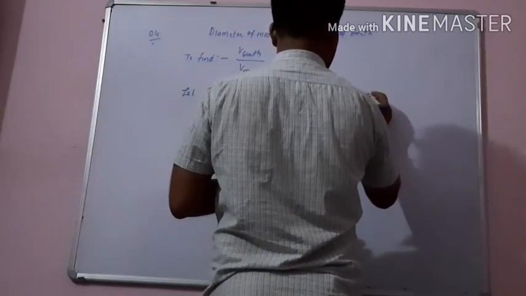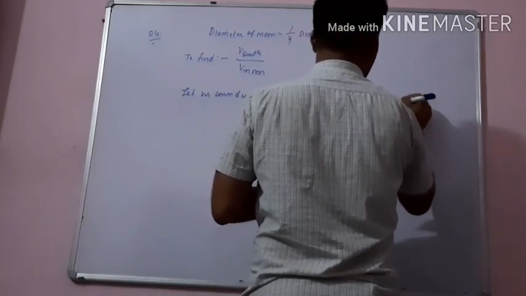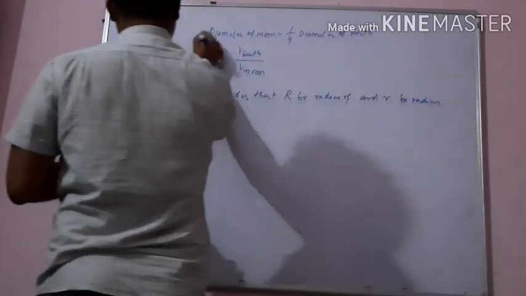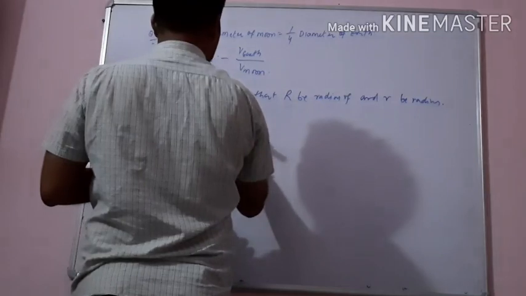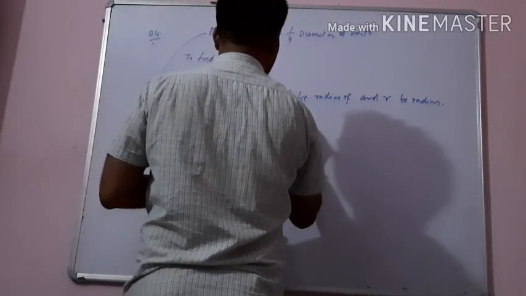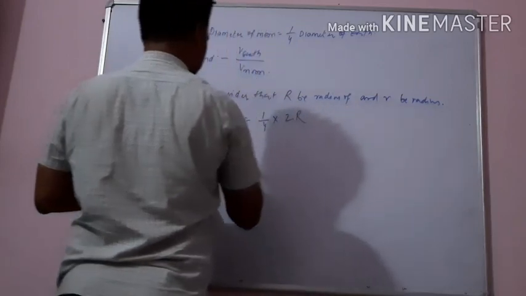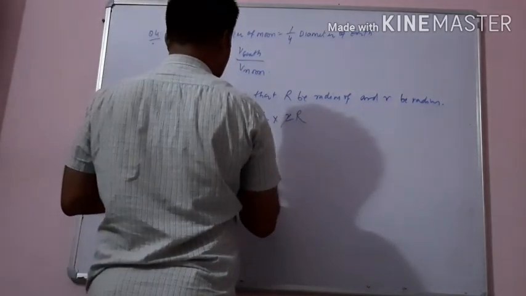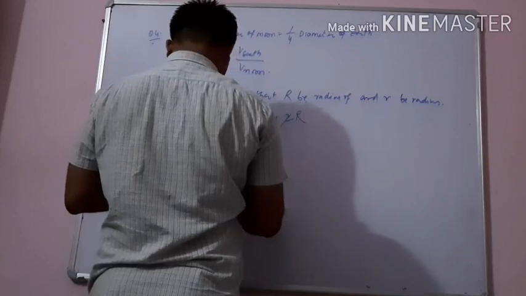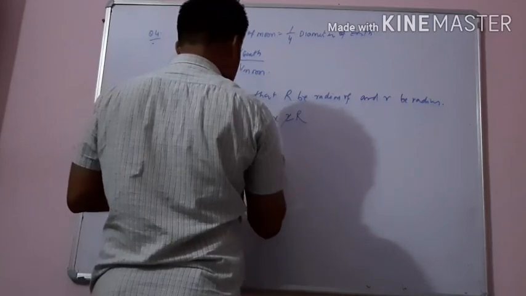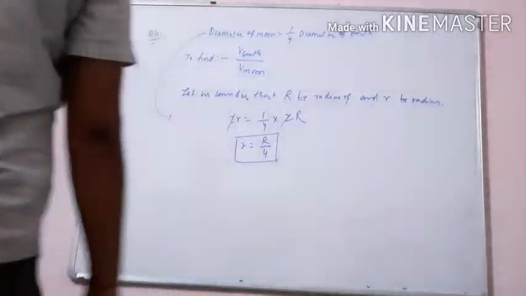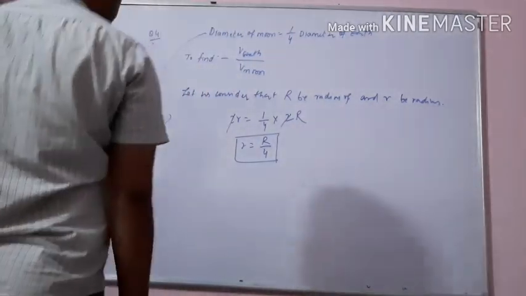Let capital R be the radius of the earth, and small r be the radius of the moon. So from this statement, 2r will be 1/4 of 2R. So r is equal to R upon 4. So the radius of the moon will be 1/4 the radius of the earth.